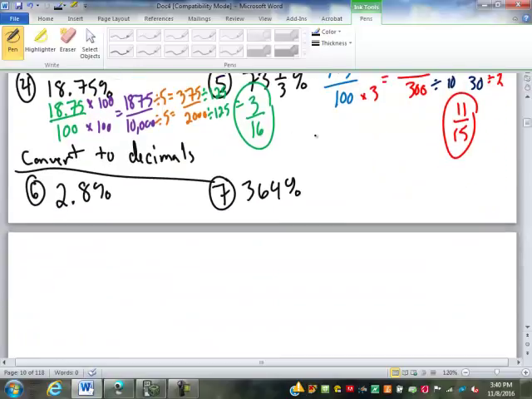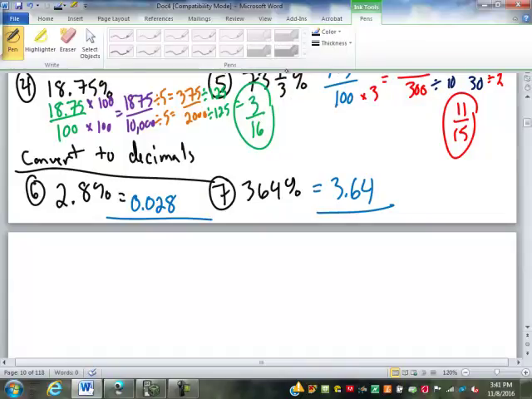Convert to decimals. Converting to decimals, we're just going from the percent, which is out of 100, to a decimal, which is out of 1. So we're basically dividing by 100. So 2.8% is going to become what as a decimal? 0.028. Good. 364% is going to become what as a decimal? 3.64. Perfect. Any questions on those?